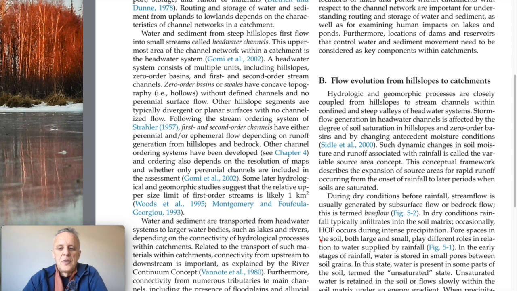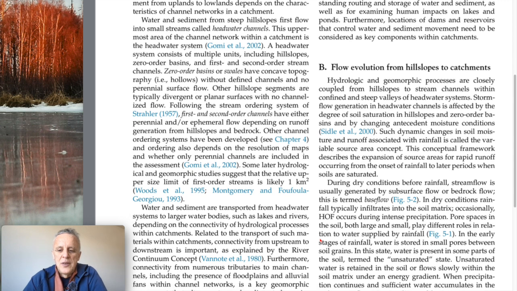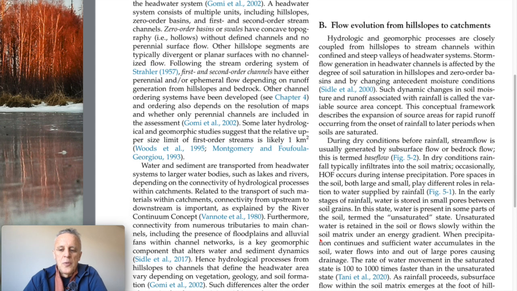Hydrologic and geomorphic processes are closely coupled from hill slopes to stream channels within confined and steep valleys of headwater systems. Storm flow generation in headwater channels is affected by the degree of soil saturation in hill slopes and zero-order basins and by changing antecedent moisture conditions. Such dynamic changes in soil moisture and runoff associated with rainfall is called the variable source area concept. This conceptual framework describes the expansion of source areas for rapid runoff occurring from onset of rainfall to later periods when soils are saturated.